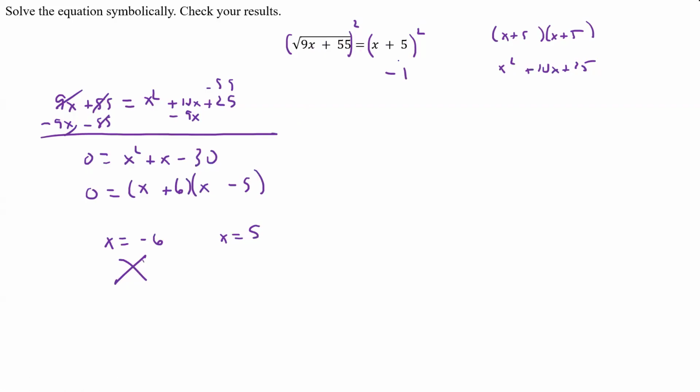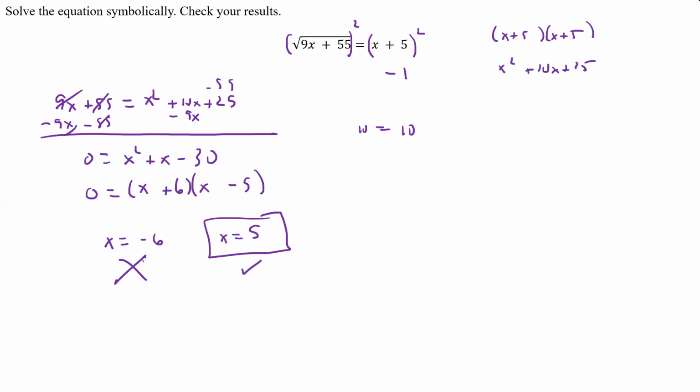And then this one we have 5 plus 5 is 10. And so that's our right side. And that's going to be 45 plus 55, which is 100. Square root of 100 is 10. And so that one works. And so that is the solution to this problem.